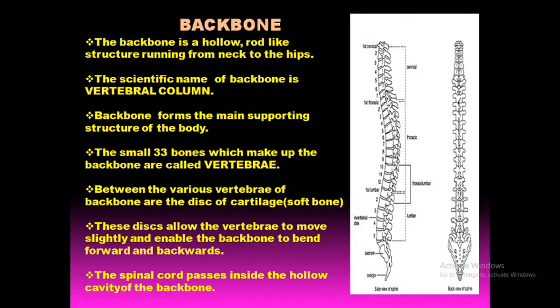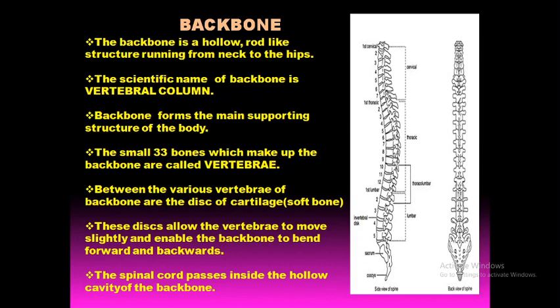Actually, it is the small 33 bones which make up the backbone. So what have we learnt? We have learnt that the backbone is not a continuation of one bone, rather 33 small bones make up the entire vertebral column, and each bone of the vertebral column is a vertebra.